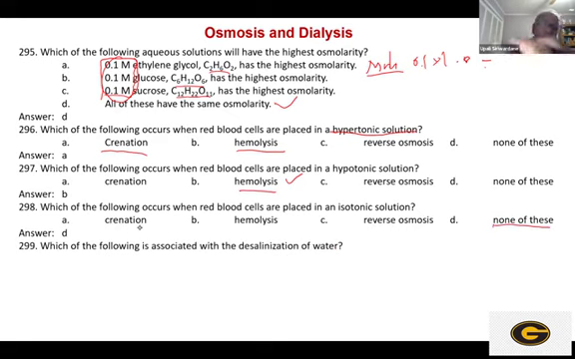Which of the following is associated with desalination of water? Desalination is salt water applying pressure, forcing, reversing the osmotic process, reverse osmosis.